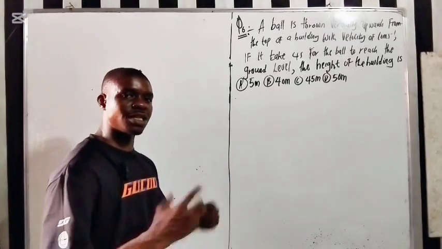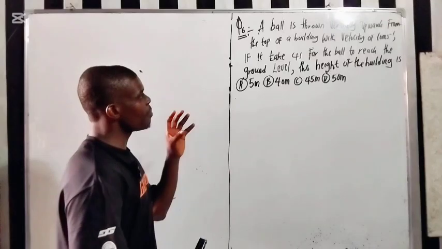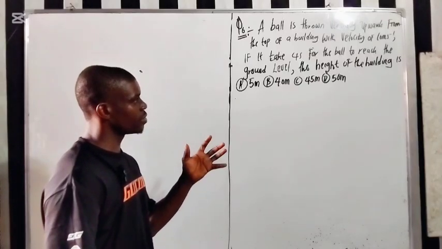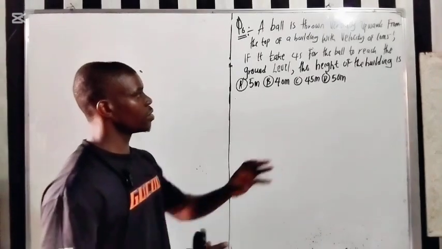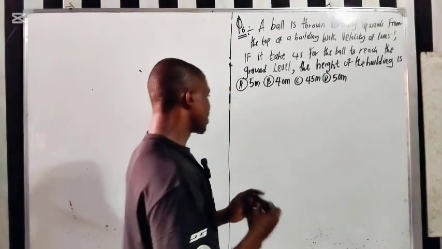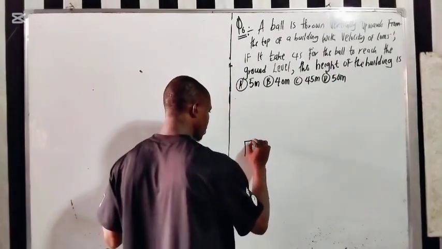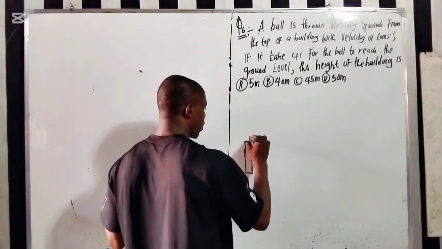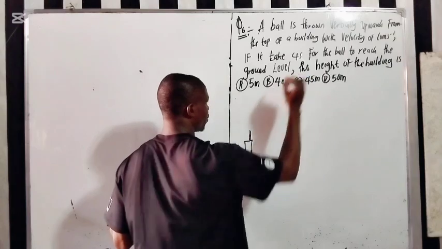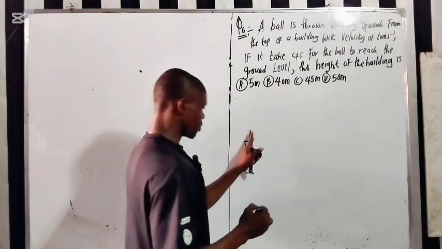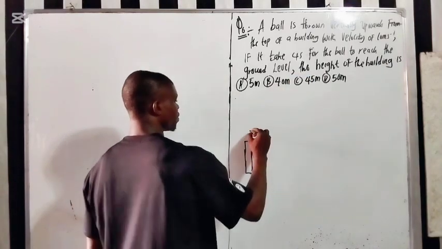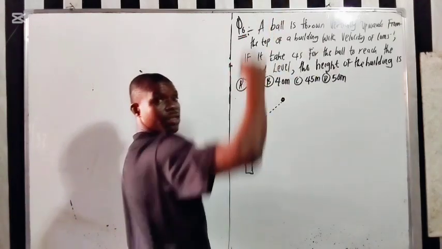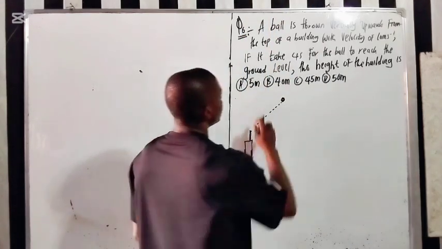Pay close attention because it's a little bit tricky, right? A ball is thrown vertically upward from the top of a building with a velocity of 10 meters per second. Now, this is the top of a building, and this is the ball, and we throw the ball. Probably throw the ball to this point here, it will get to the maximum height.